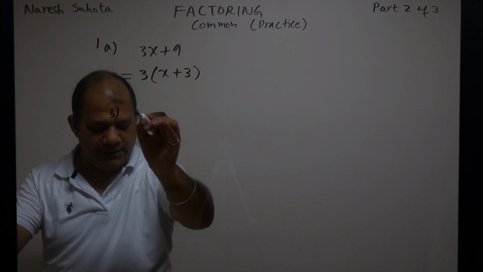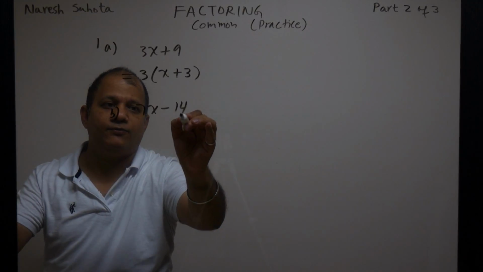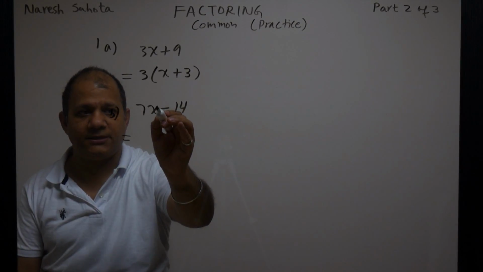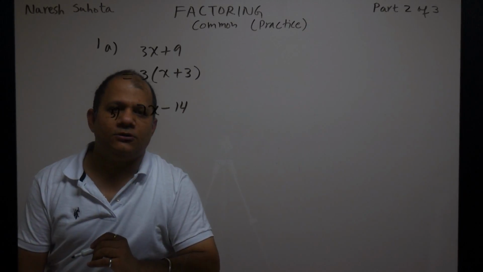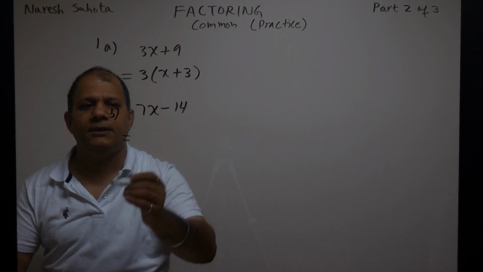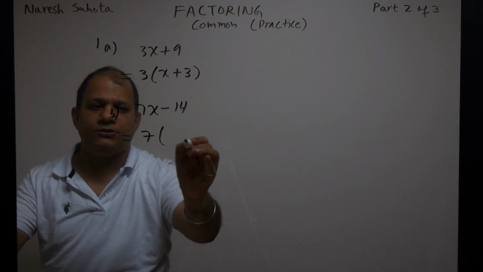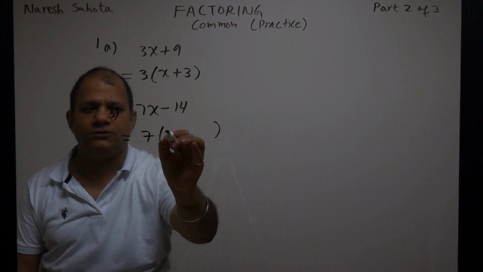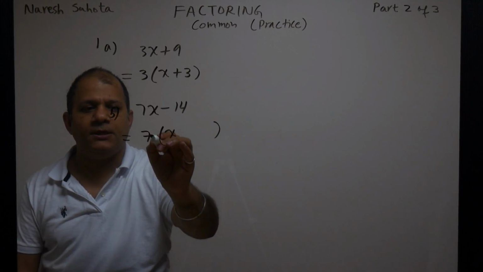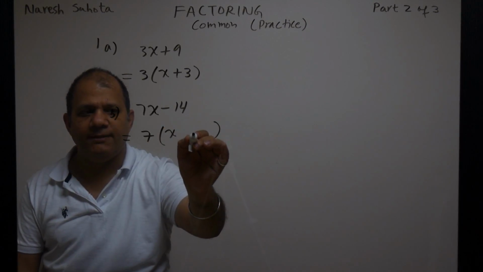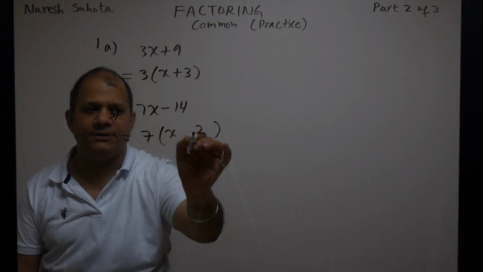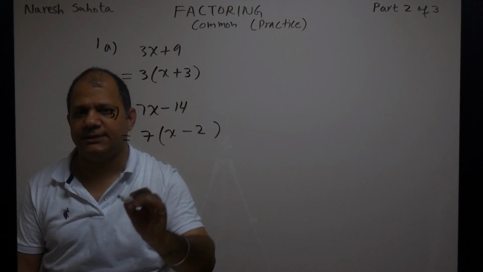So that's how we do that. Now let's do the next question. 7x minus 14. Again we have no variable which is common, because variable x only appears in one of the terms. But 7 and 14 have something common, and the highest number is 7, which is common to both 7 and 14. So 7 is the common factor, and now we ask ourselves, 7 times what gives me 7x? 7 times x gives me 7x. Now for the second term, 7 times what will give me 14? 7 times 2, but we want negative, so 7 times negative 2 is negative 14. So that's x minus 2.